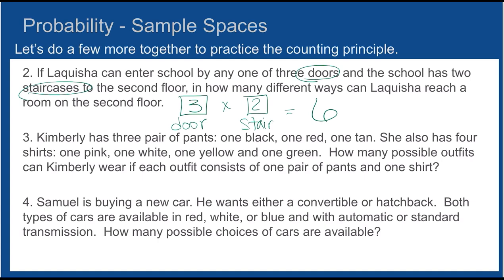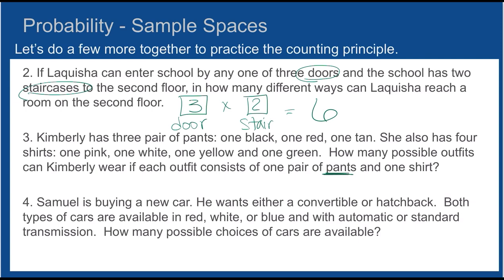Number 3, Kimberly has 3 pairs of pants, 1 black, 1 red, 1 tan. She also has 4 shirts, 1 pink, 1 white, 1 yellow, and 1 green. How many possible outfits can Kimberly wear if each outfit consists of 1 pair of pants and 1 shirt?